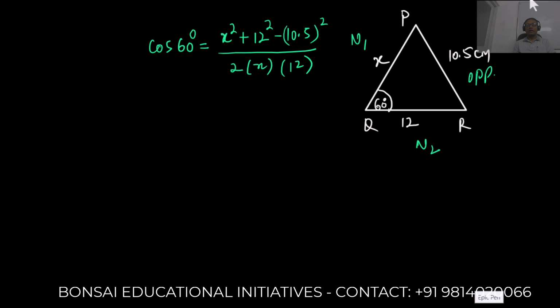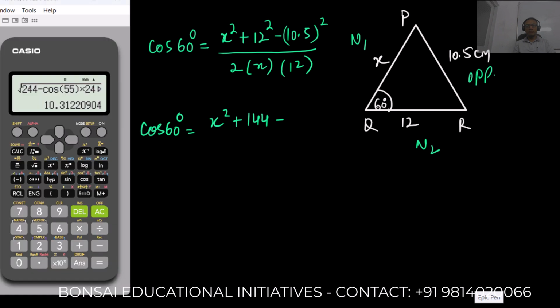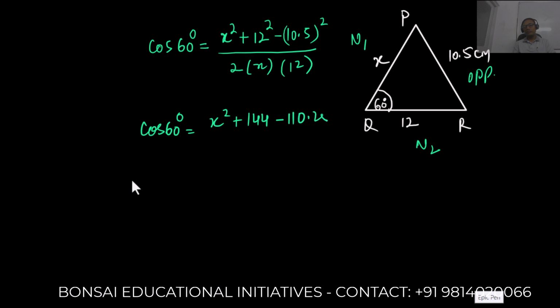Okay, let us solve this. Cos 60, x square plus 144 minus 10.5 square. So 10.5 times 10.5 gives us 110.25, and upon we are going to have 24x.